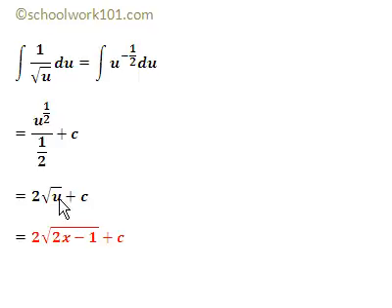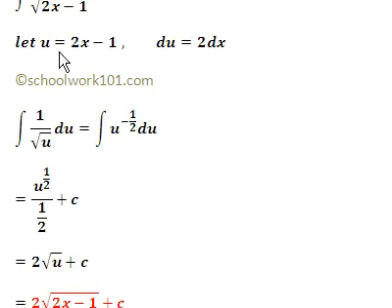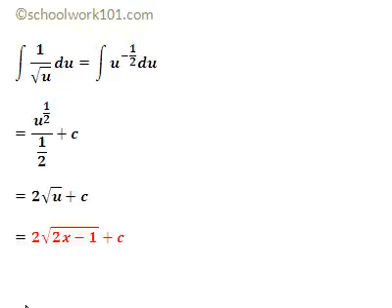Now remember, we started with x's, we have to end our problem with x's, and that means we need to go back, and our u, remember, is 2x minus 1. So we go back in where the u's are, and we put the 2x minus 1, then plus c, and we're done.